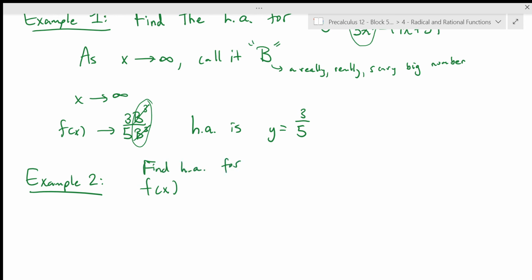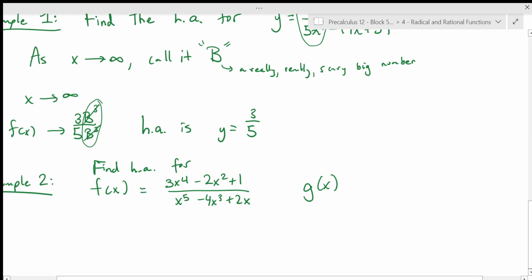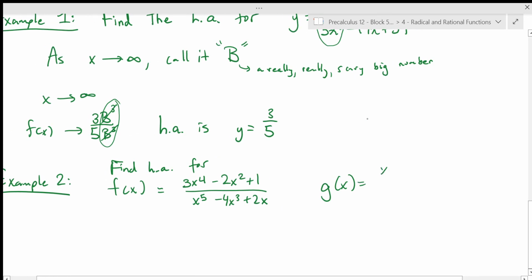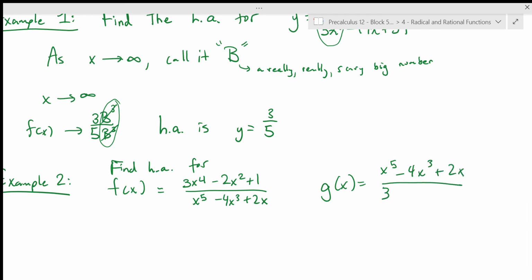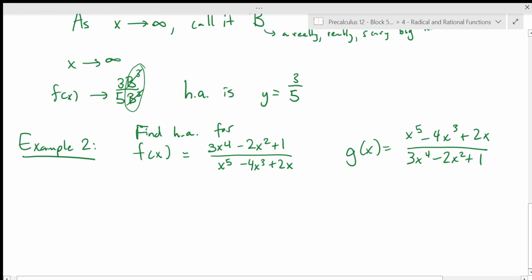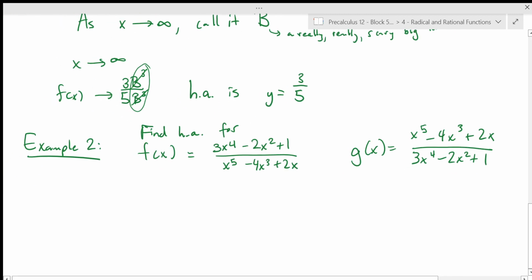For, we have our f of x, which is 3x to the fourth minus 2x squared plus 1 over x to the fifth minus 4x cubed plus 2x. And then we're going to look at g of x, where we have x to the fifth minus 4x cubed plus 2x, and then 3x to the fourth minus 2x squared plus 1. So again, we're really only looking at the highest degree terms.